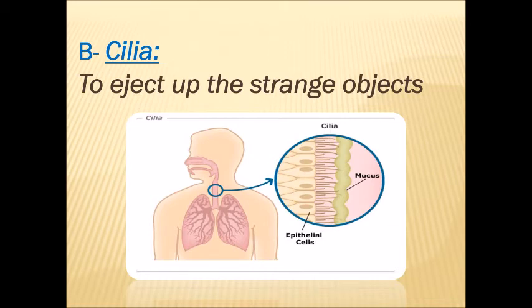The trachea also contains cilia. What is the meaning of cilia? Cilia are very short hairs inside the trachea. This is the cilia. What is the function of the cilia inside the trachea? To eject strange objects. If any object other than the air wants to enter into the trachea, the cilia work to eject it up.